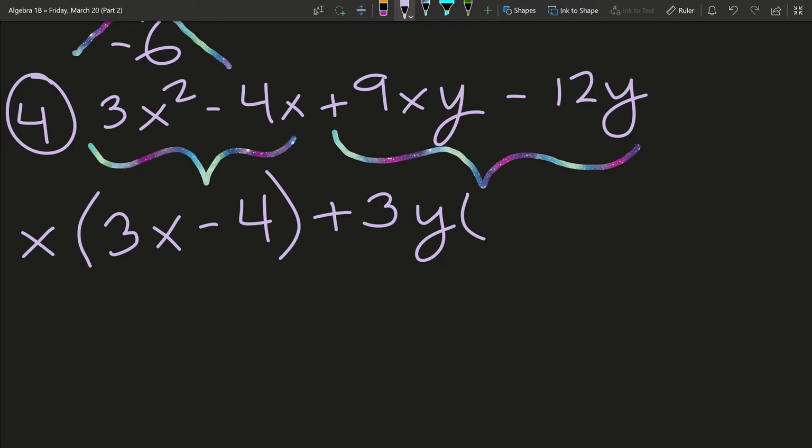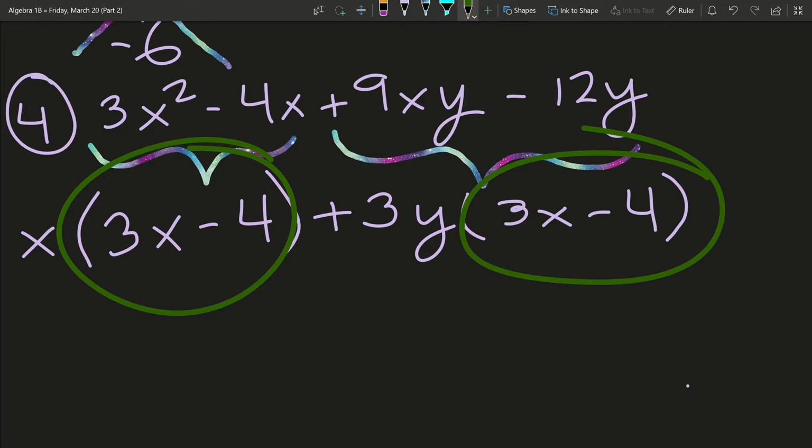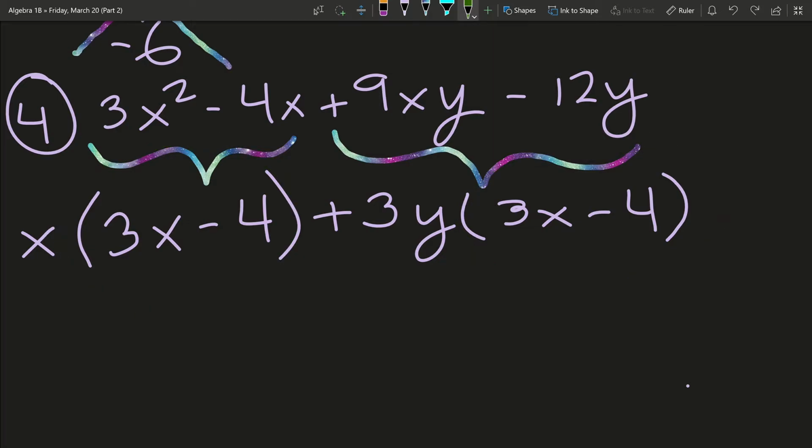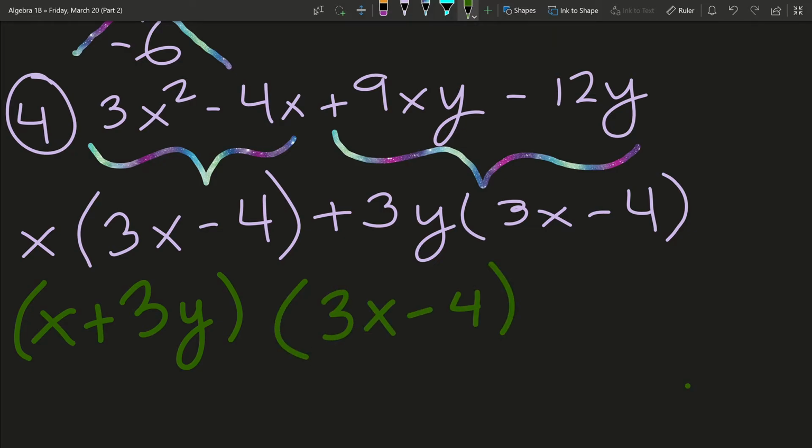So inside we're going to be left with, when you divide out 3y, 9xy divided by 3y is going to be 3x. And we have negative 12y divided by 3y, which is negative 4. And again, to check our answer, we're going to look at our answers inside the parentheses. Is 3x minus 4 equal to 3x minus 4? Yes, it is. That means we did our work correctly so far. Now we're going to group these together, and we're left with x plus 3y and 3x minus 4. And that will be our answer.